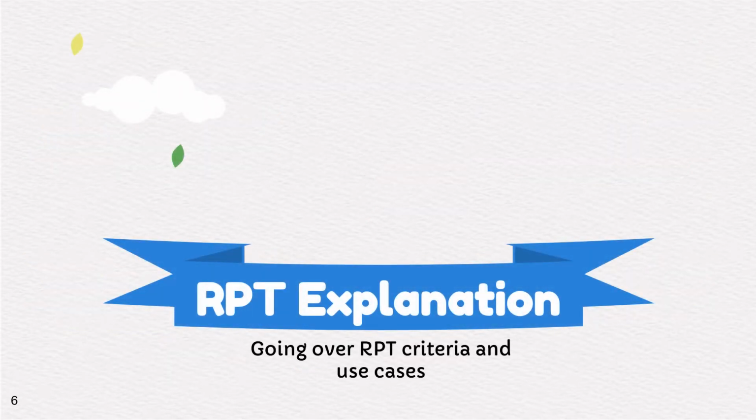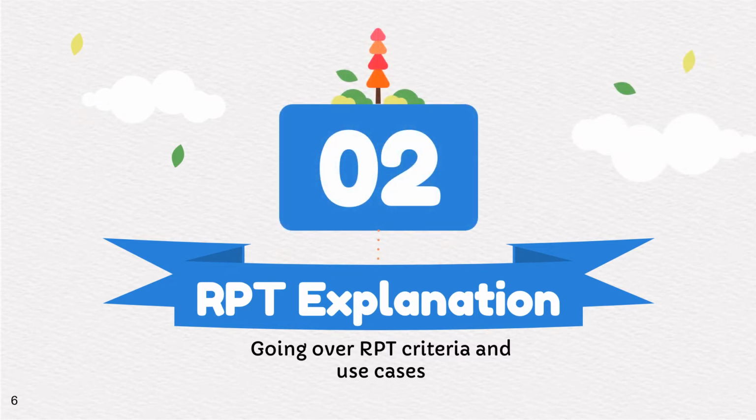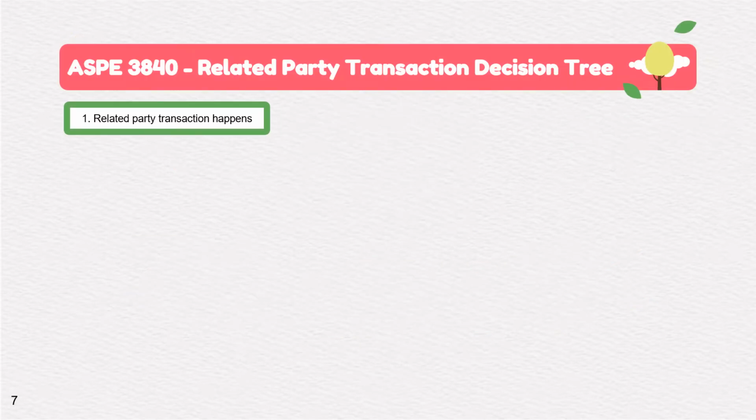Next, let's talk about related parties and what their criteria are and how to actually use them in cases. So now let's talk about the related party transactions decision tree. This is in ASPE. So first we start with: this is a related party transaction.